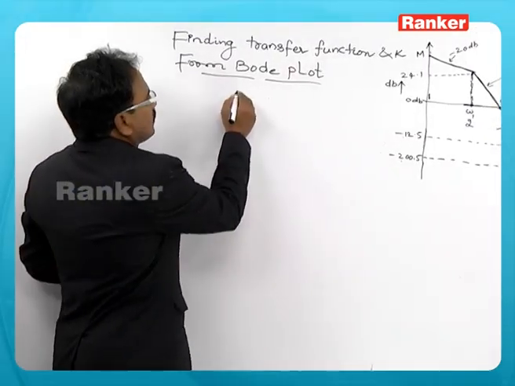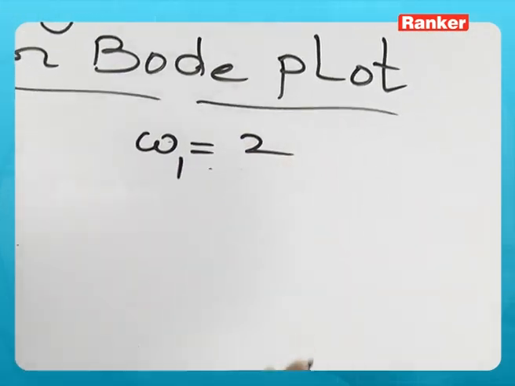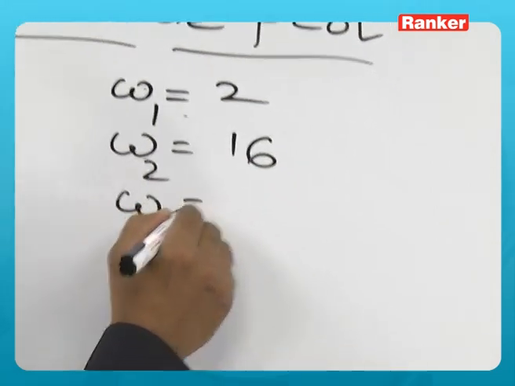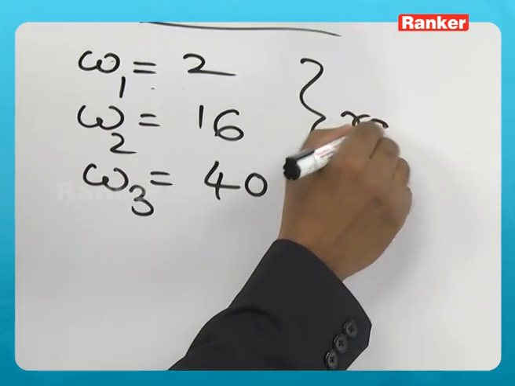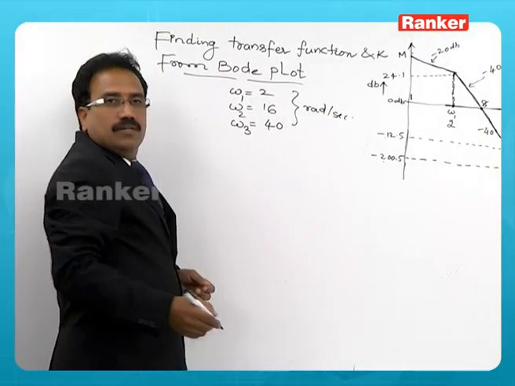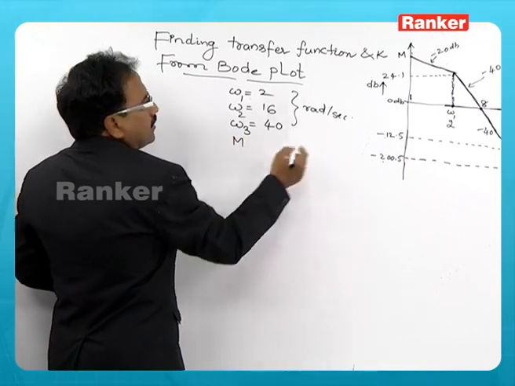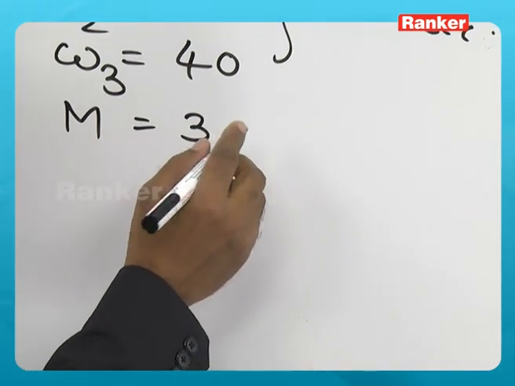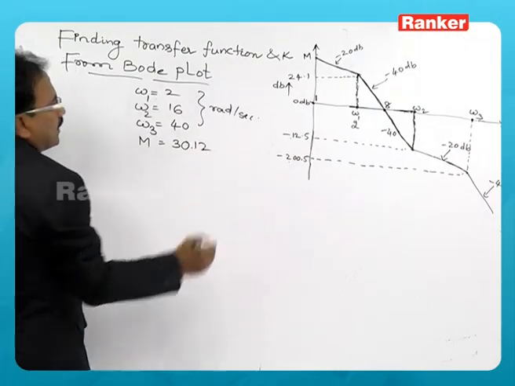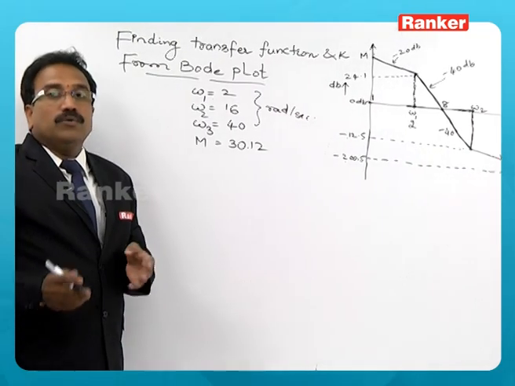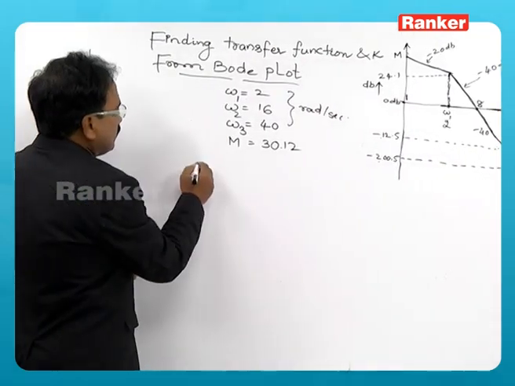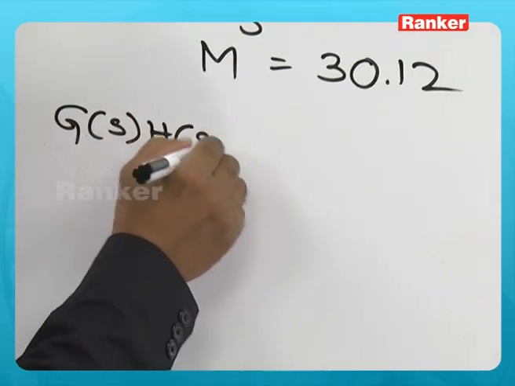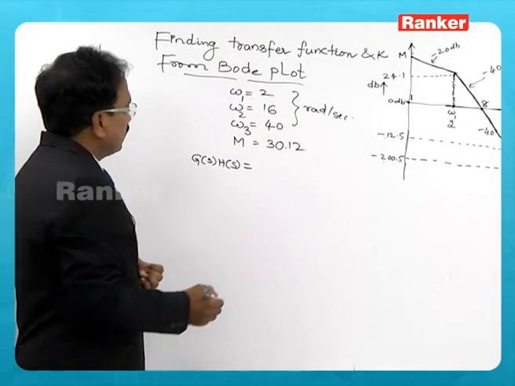We have got the values of corner frequencies omega 1 as 2, omega 2 as 16 and omega 3 as 40 radians per second. Now, the magnitude in decibels at this frequency, you have got 30.12. Now, how to write the transfer function? The transfer function is nothing but G of s into H of s, the loop transfer function.